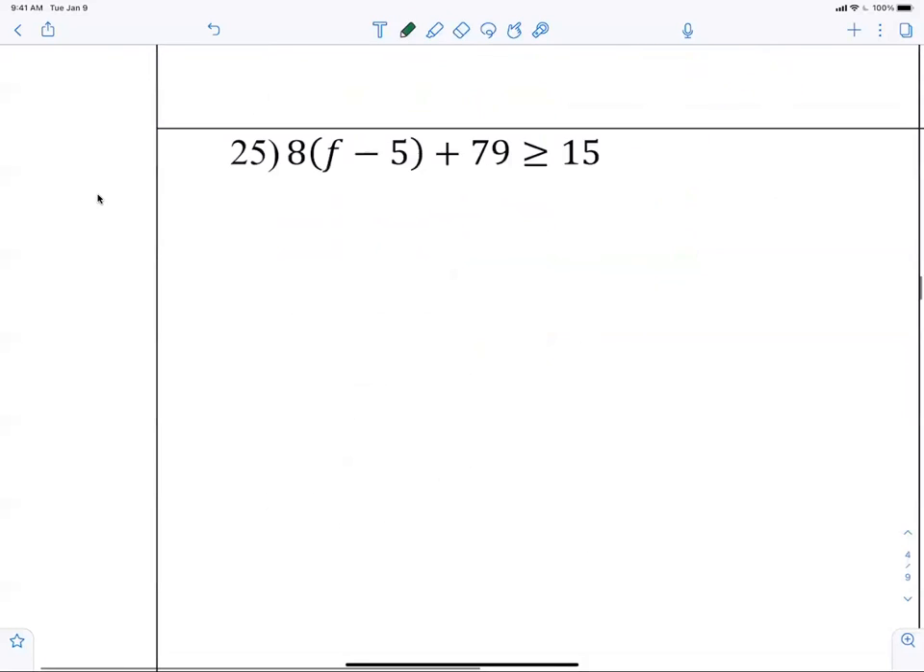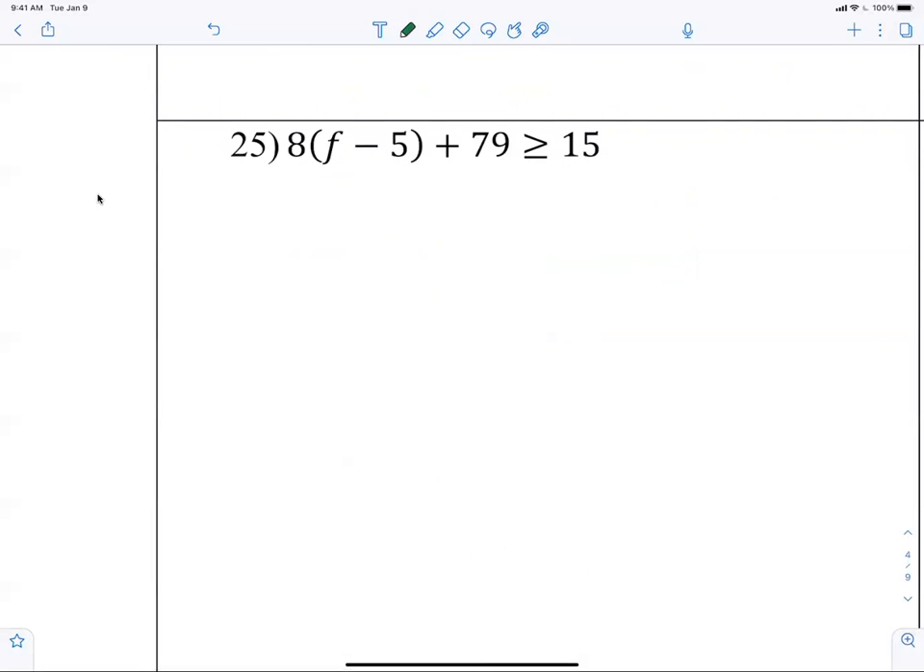All right, let's knock out 25. So again, I can do what? Yes, sir. Thank you, Luca. So 8 times parentheses f minus 5 greater than or equal to negative 64. Divide by 8. So f minus 5 greater than or equal to negative 8. Do I change the sign? Did I divide by negative? No, positive. I divided by a positive, so I didn't change the sign.